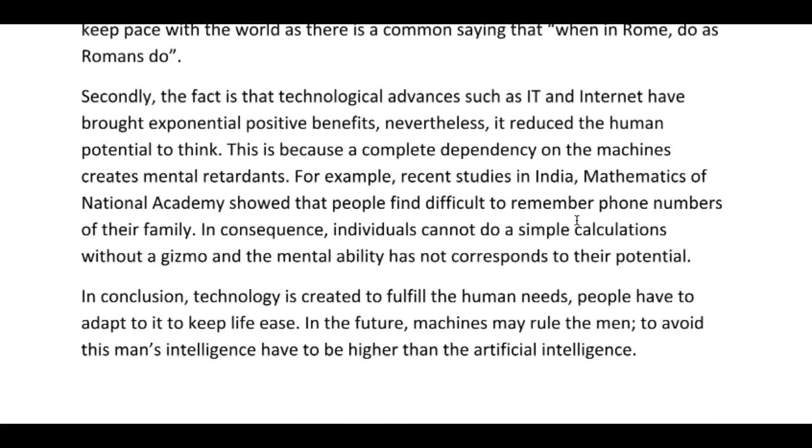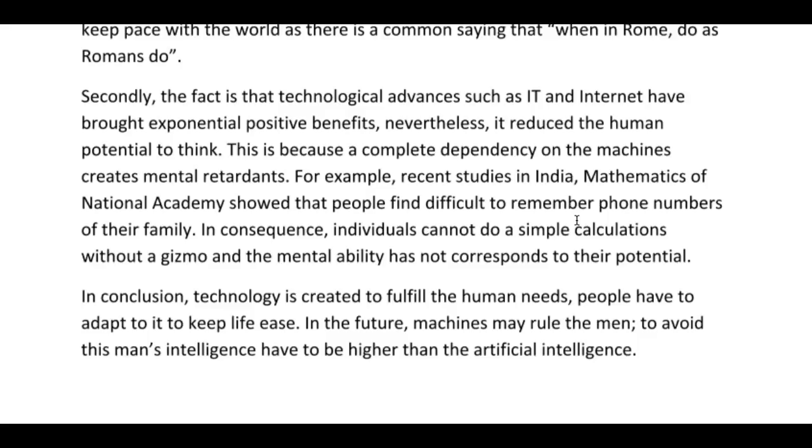Okay, so let's go. Secondly, the fact is that technological advances such as IT and the internet have brought exponential positive benefits. Nevertheless, it reduced the human potential. Okay, it reduced thinking abilities, full stop. This is because a complete dependency on the machines creates mental retardedness, often creates mental slowness.